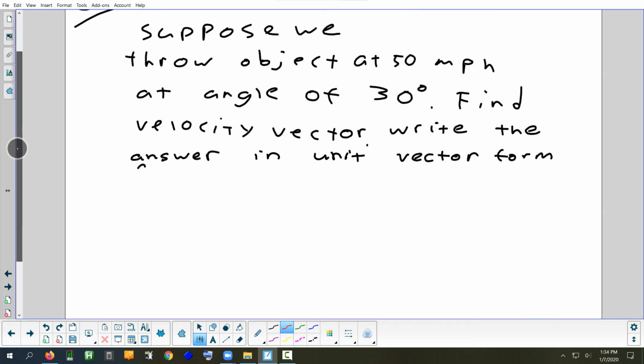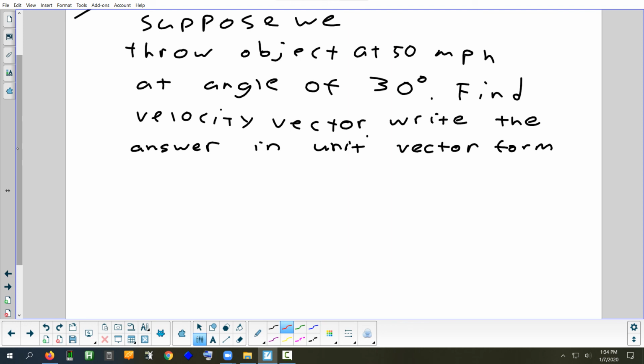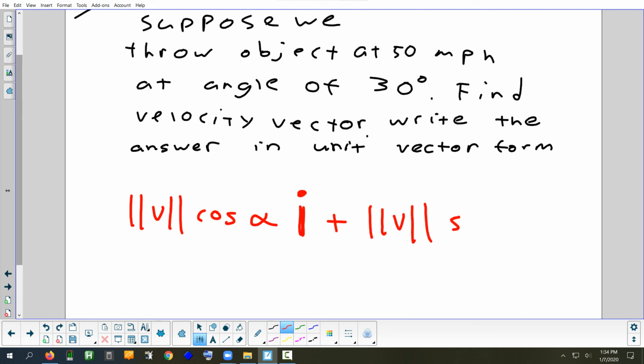All right. So somebody remind me first, what is my formula for a velocity vector? I need the whole thing. Magnitude of v cosine alpha i plus magnitude of v sine alpha j. Yep. Remember, what you're really doing right there is describing two sides of a triangle. The i part is your base. The j part is your height. Now we have to fill in the four spots.